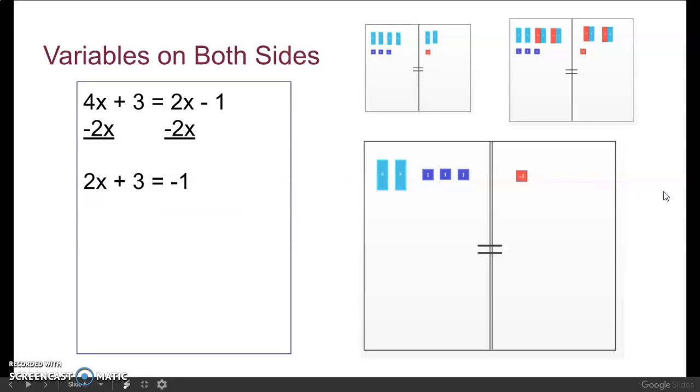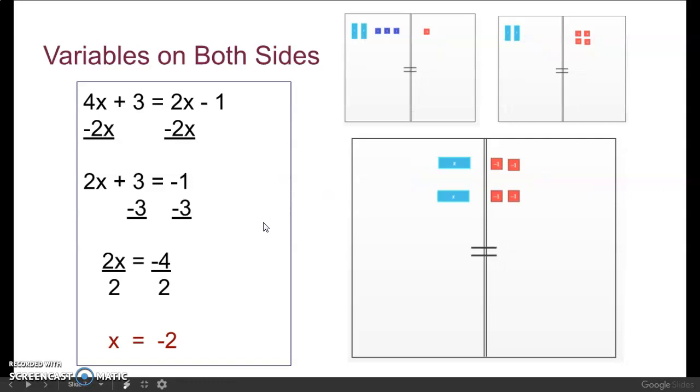And then from here, we're just going to do what we did before. So I'm going to add 3 to both sides. Excuse me, I'm adding -3 to both sides, or subtracting 3. So adding -3 would make these all 0 pairs, and then I'd be left with -4 over here. So I'm left with 2x equals -4. You can see when I divide it, I'm left with x equals -2.